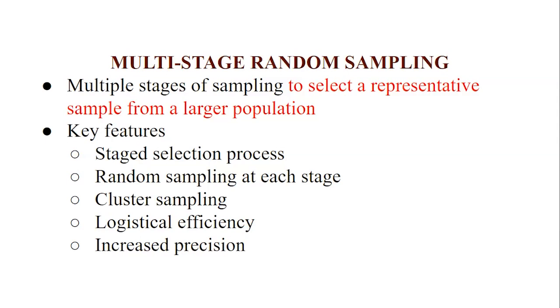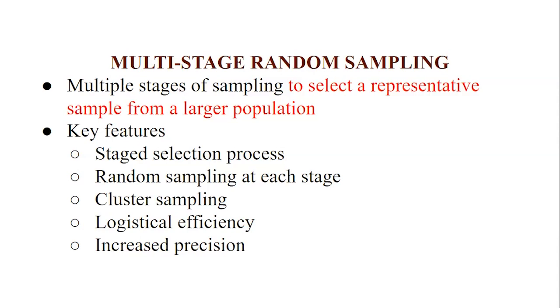At each stage, random sampling techniques are used to select units or clusters. And this process can include techniques like simple random sampling, stratified sampling, or systematic sampling, depending on the structure of the population and available resources. So, after converting the population into smaller stages, random sampling techniques are used to select units or clusters on each of these stages. And it will depend on the structure of the population and available resources.